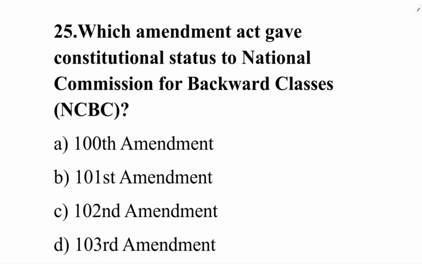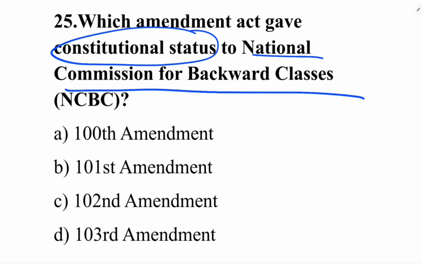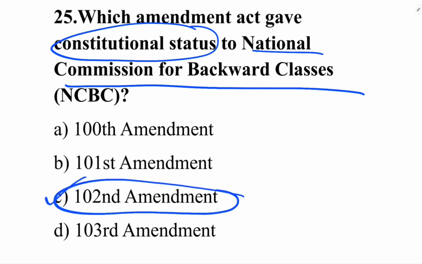Okay, next question. Which Amendment Act gave the constitutional status to the National Commission for Backward Classes? Option A, 100th Amendment. Option B, 101st Amendment. Option C, 102nd Amendment. And option D, 103rd Amendment. The correct answer is option C, 102nd Amendment.